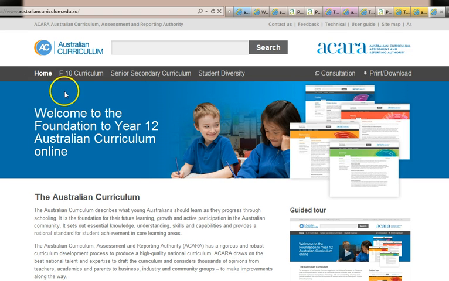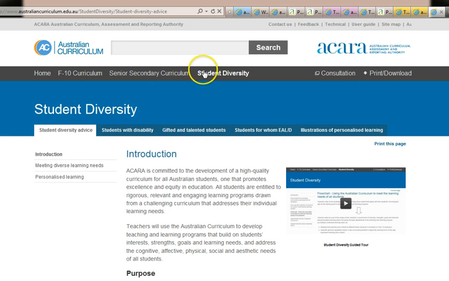Here we see on the home page the tab Student Diversity. When we click on this tab, it helps us see that we've got an introduction around how we meet diverse learning needs within the Australian curriculum, and then some tabs along the top. Advice for students with disability, gifted and talented students, and students for whom English is an additional language or dialect.